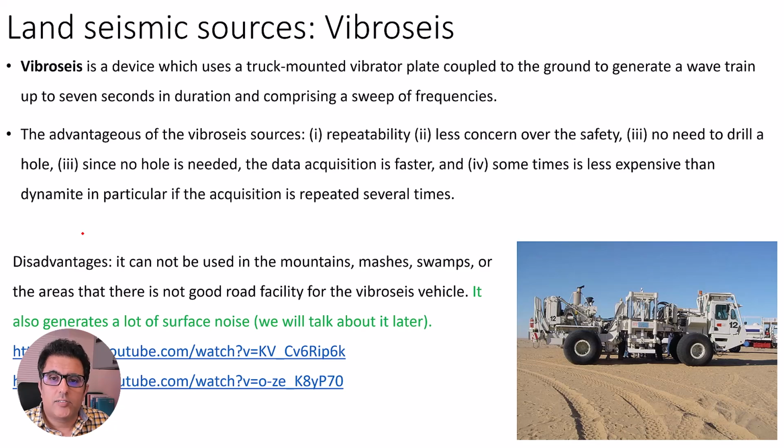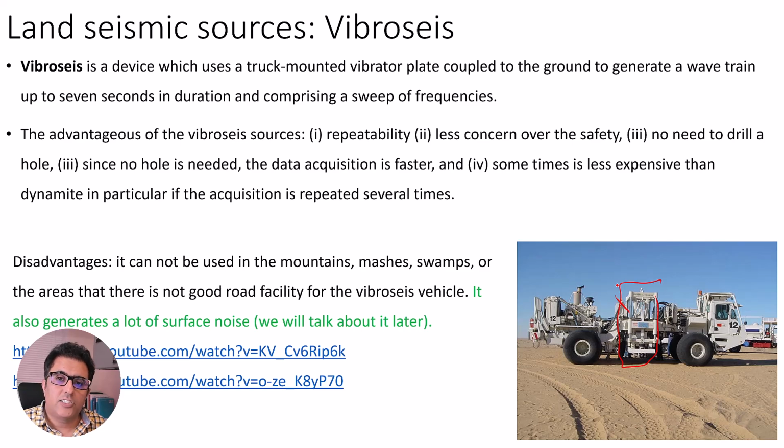Vibroseis is another source that we use in land seismic surveys. Vibroseis is a truck, and in the middle of the truck there is a huge plate, and there are several arms that control the plate. These arms push the plate against the ground to enhance coupling, and then that plate vibrates and produces seismic energy. And this is how we are able to record our seismic data.